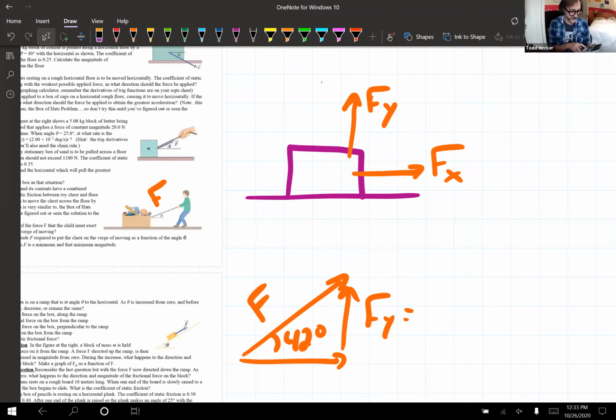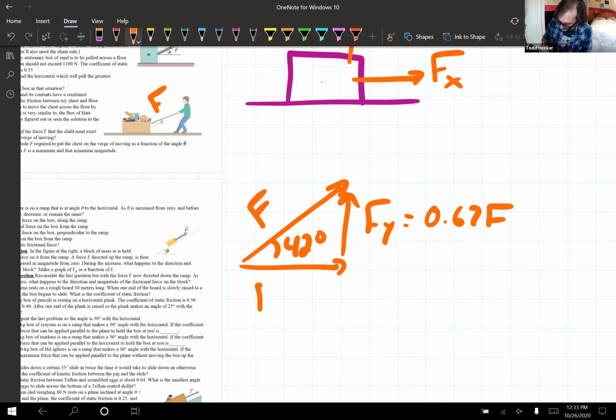So let's figure out what that is. Sine of 42 gives us about 0.67. So this is 0.67 F. And our X component similarly is going to be F times the cosine of 42. And the cosine of 42 is 0.743. All right, so there we go.